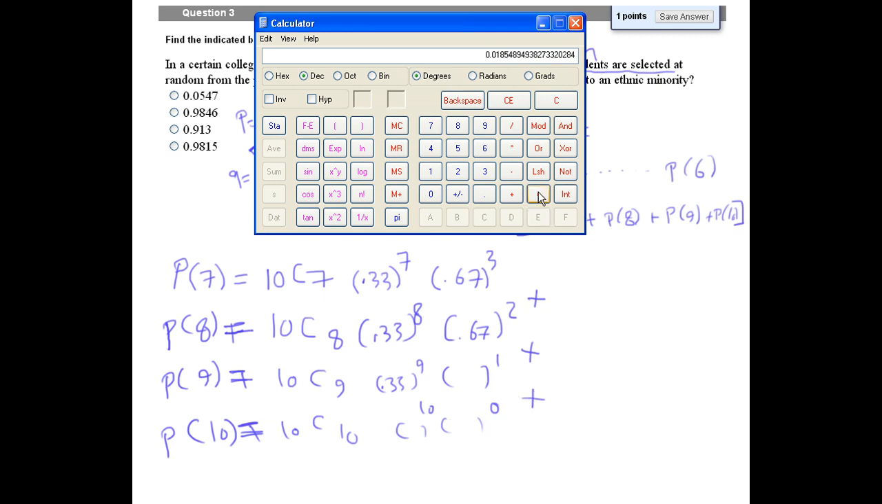So we make it equal now to get the final answer. The final answer is 0.01854, but remember this should be subtracted from 1, so 1 minus 0.01854, and the answer here is 0.98146, about 0.98147. That's the answer.